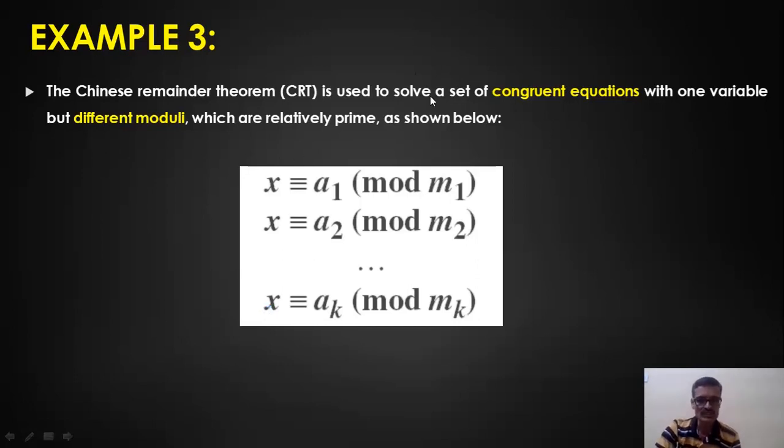Now there is one more application of the CRT, that is the Chinese remainder theorem. What we can do with this is solve a set of congruent equations with one variable but different moduli. Let's look at this. I want A1 mod M1 congruent to X, A2 mod M2 congruent to X, and so on, up to AK mod MK congruent to X. This is the unique number here, right? If such equations can be solved, we can find the value of this X by using the Chinese remainder theorem. Same method we have to follow, that's it.